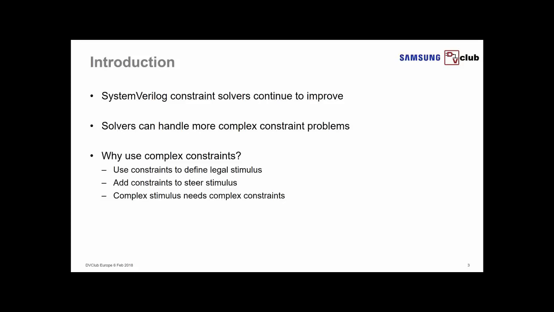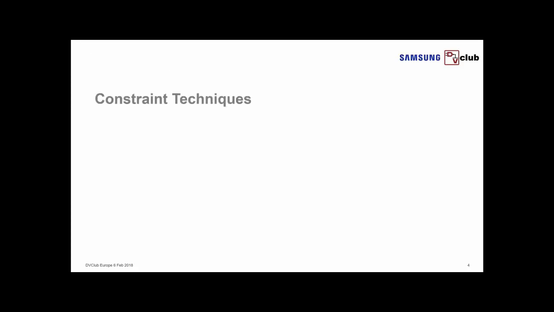Over the past several years, the SystemVerilog constraint solvers have gotten better and better, and they can handle more and more complex problems. And why would you want to do complex constraint problems? Well, a good rule of thumb is I use constraints to define legal random stimulus, and then you can layer constraints on top of that legal definition to steer your stimulus towards specific corner cases that you're trying to cover. And if you have a complicated stimulus you're trying to generate, you need complicated constraints in order to model that appropriately.